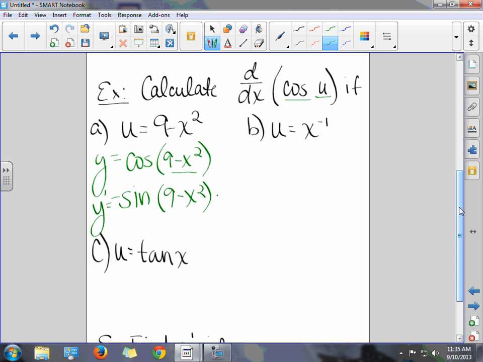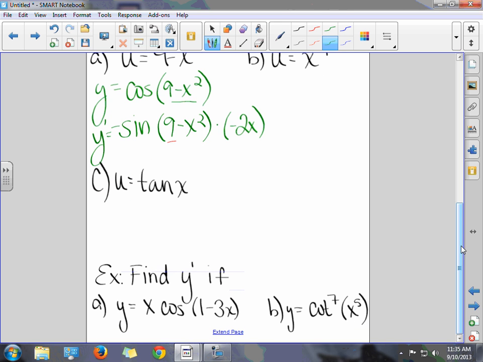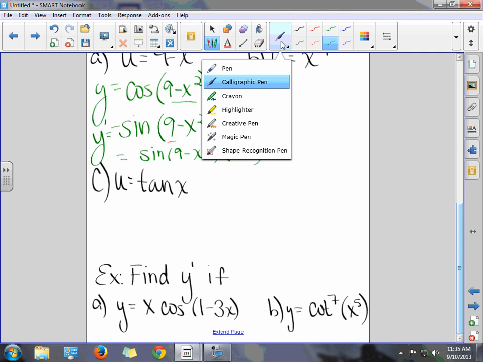And then I want to multiply by the derivative of the inside. The derivative of 9 is just 0. And then the derivative of negative x squared is going to be negative 2x. And then I could clean it up a little bit. I could get rid of those double negative signs, and I would end up with y prime equal to sine of 9 minus x squared times 2x. It's about as clean as you can get it.